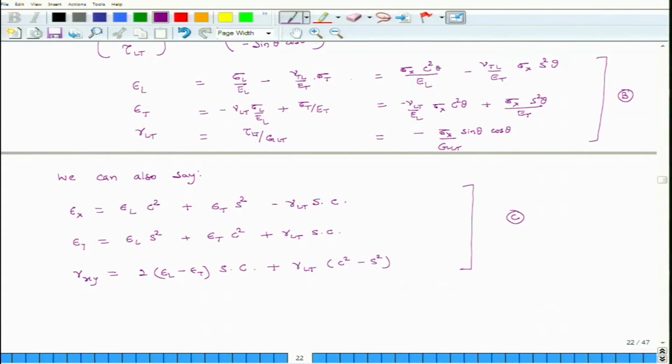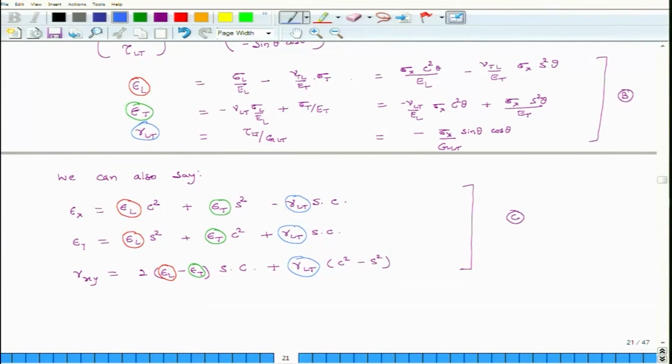Now, when we look at equation set B and set C, on the right hand side of C we have epsilon L and epsilon L. Similarly, we have epsilon T and epsilon T, and then we have the shear strain gamma LT, and these also appear on the left side of set B. So, this was epsilon T. I will put it in green and this one is light blue.